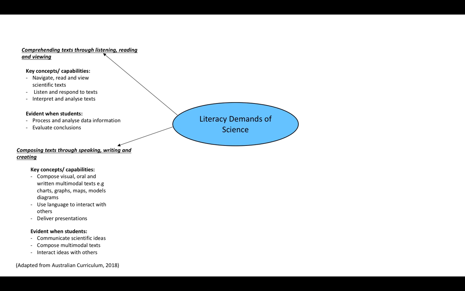Secondly, students are required to compose text through speaking, writing, and creating. The capabilities include the abilities to compose visual, oral, and written multimodal text, such as graphs, charts, maps, and models. They must use scientific language to interact with others and deliver presentations. It's evident when students communicate scientific ideas and compose multimodal text, as well as interact with others.